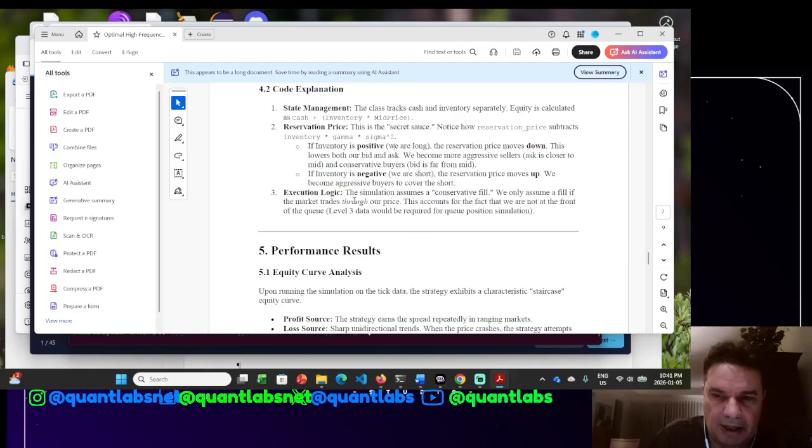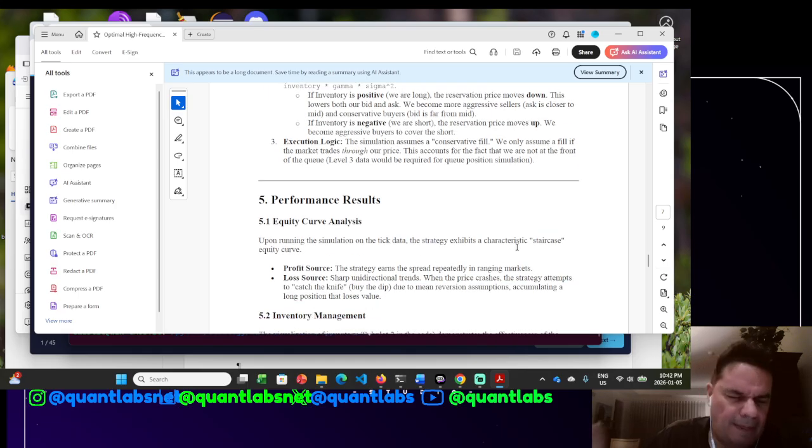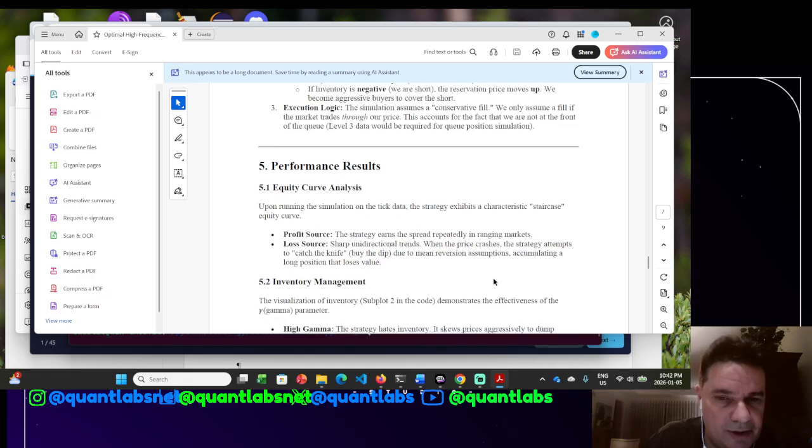So on the execution logic, we assume a conservative fill. Only assume a fill if the market trades through our price. This accounts for the fact that we are not at the front of the queue, because unless you have a big account and you're paying for that access, based upon a pay to play model like the CME, the more you pay, the better access you get on the matching engine. So level 3 data would be required for the queue positioning simulation. That's far beyond the scope of what we're trying to do here.